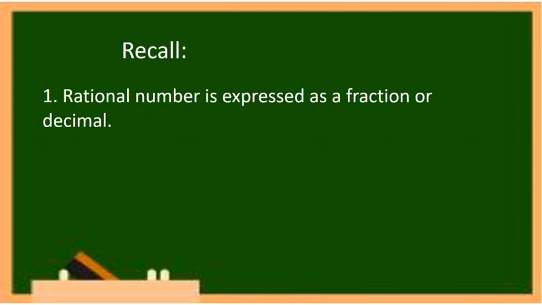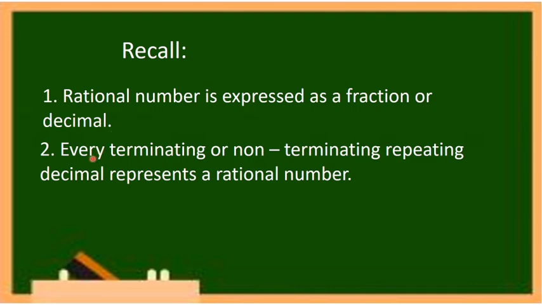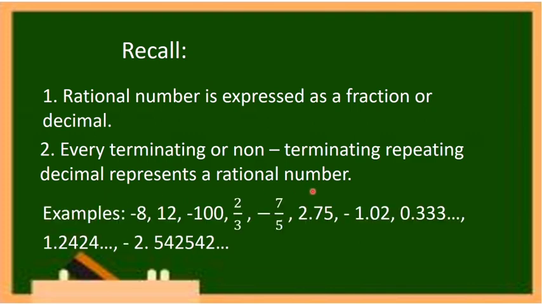Let us recall that a rational number is expressed as a fraction or decimal. Every terminating or non-terminating repeating decimal represents a rational number. Examples, we have -8, 12, -112, 2/3, -7/5, 2 and 75 hundredths, -1 and 2 hundredths.